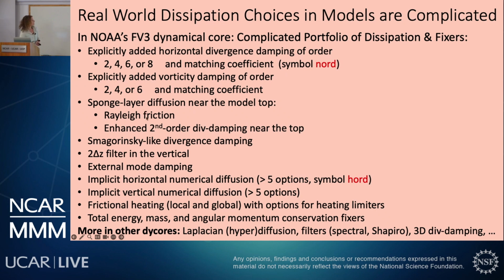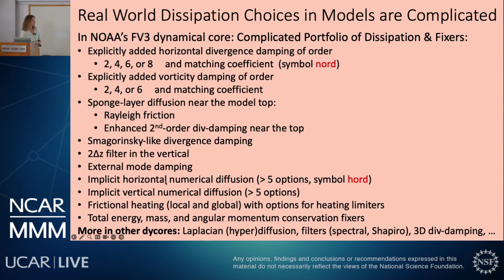We have sponge layer diffusion. That could be Rayleigh friction, if you have heard about that. This is really just friction. Or it can be enhanced divergence damping or enhanced Laplacian diffusion. There's also, and this is again coming from the FV3 model, a Smagorinsky-like divergence damping. What that means, Smagorinsky, is that the coefficient in front of divergence damping is tailored to flow conditions, like the deformation. Then, in addition, we have a 2 delta x filter. This is now working in the vertical, actually. We have something called external mode damping. Again, if you haven't heard these words, that's fine. I don't have time to explain everything, but I just want to hit home the theme that it is complicated.